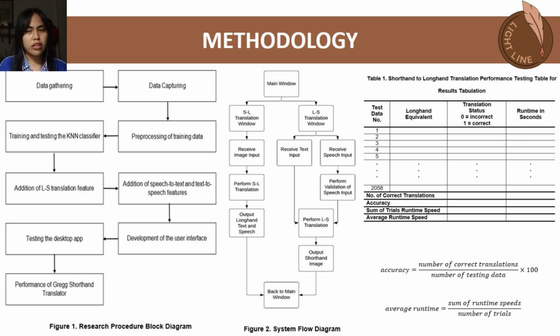For Table 1, this is what we use in tabulating the results of the tests, and we conducted 2,058 tests, which means that we had 2 images per word for testing. For the accuracy, the formula we used is the number of correct translations divided by the number of testing data times 100, and for the average runtime, it's basically just the sum of all runtime speeds divided by the number of trials.